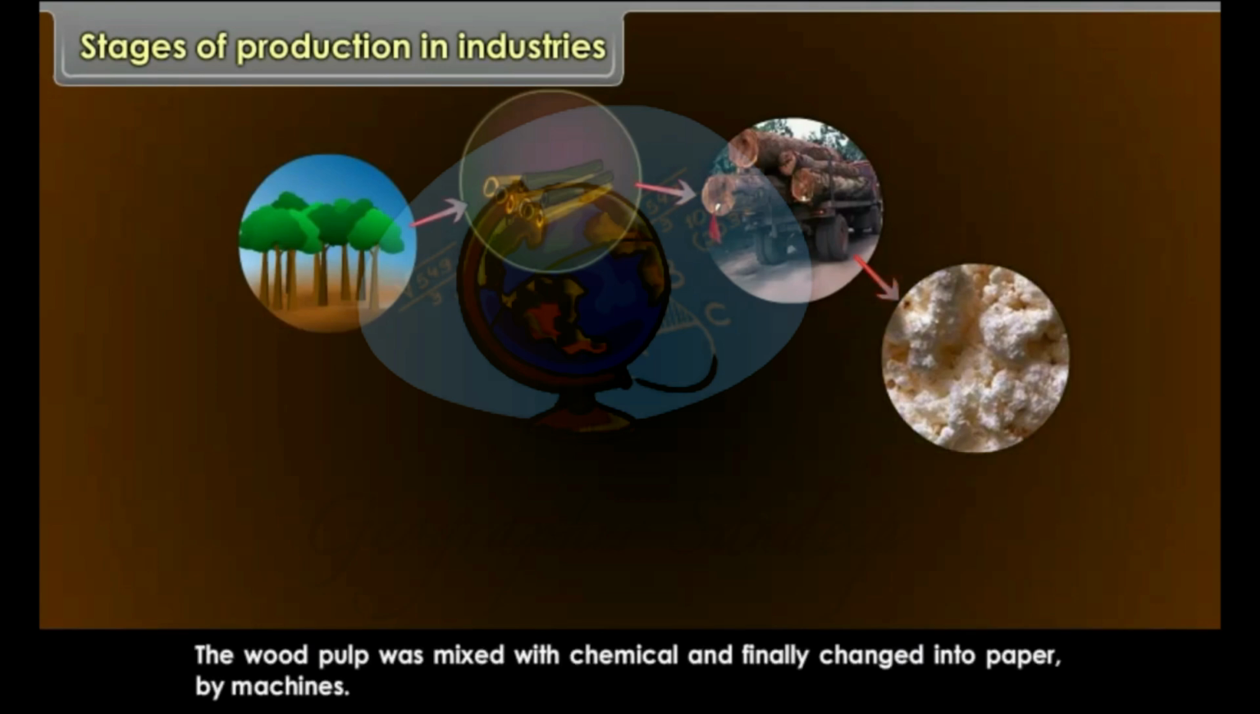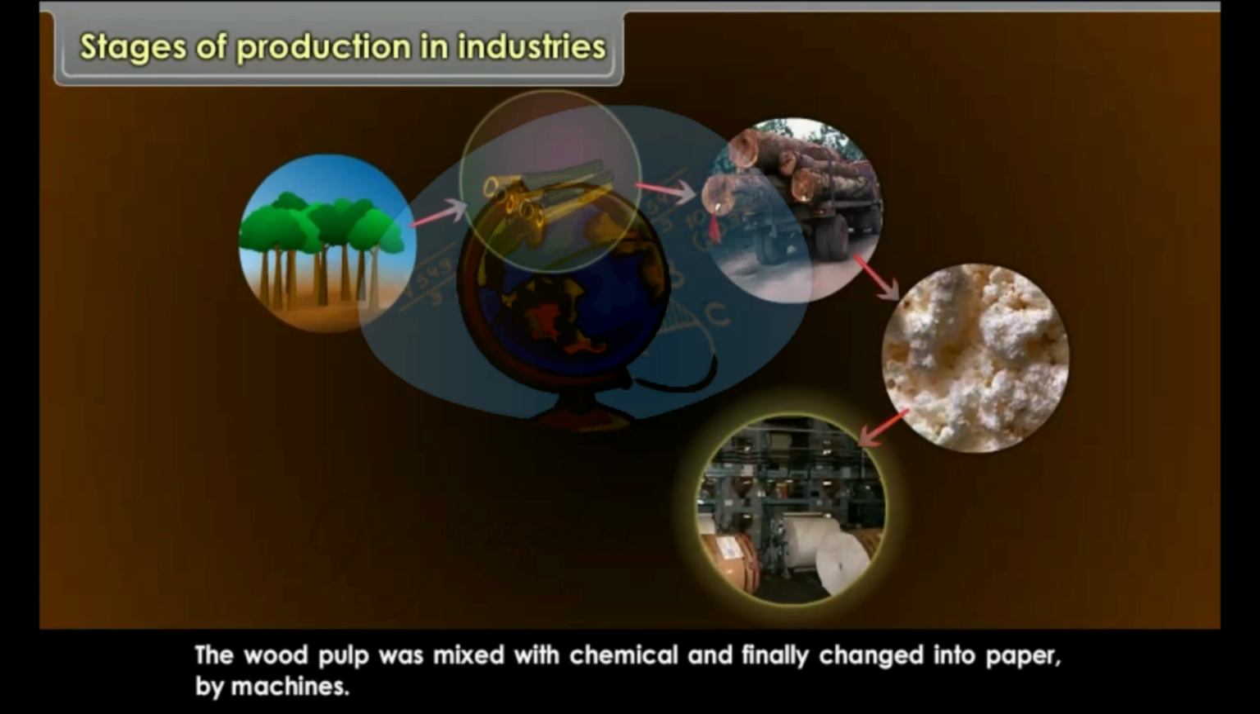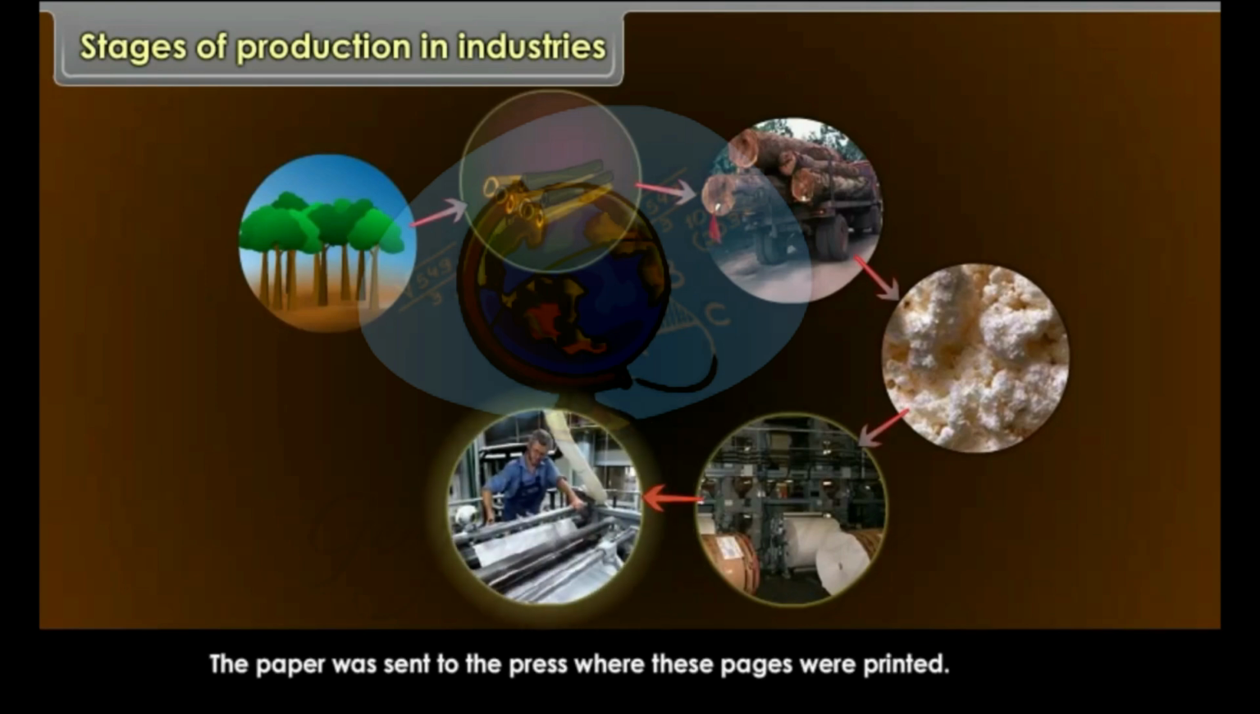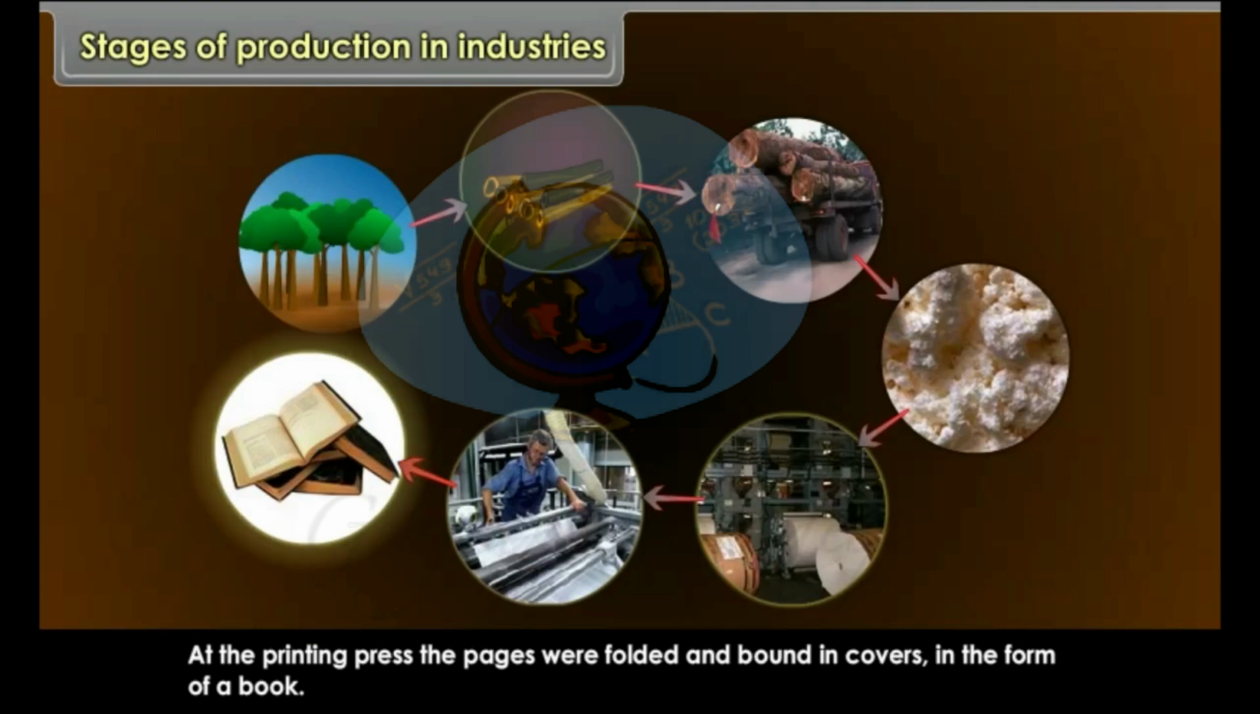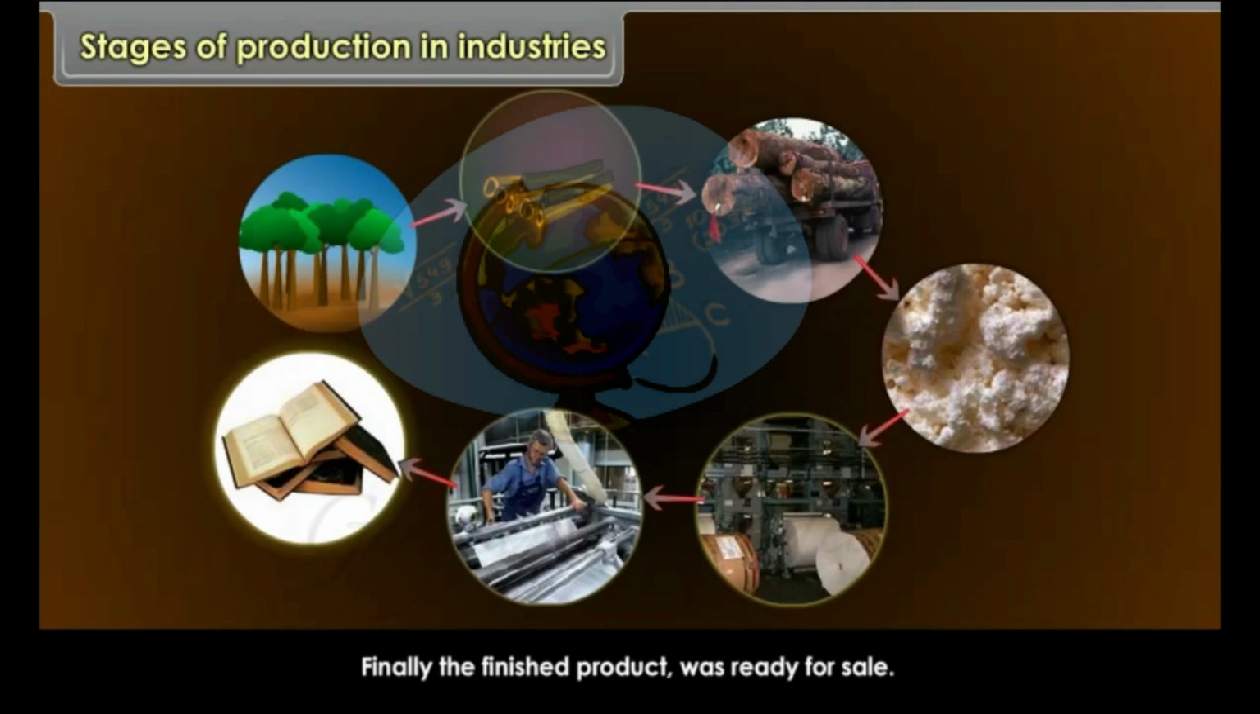The wood pulp was mixed with chemical and finally changed into paper by machines. The paper was sent to the press where these pages were printed. At the printing press, the pages were folded and bound in covers in the form of a book. Finally, the finished product was ready for sale.